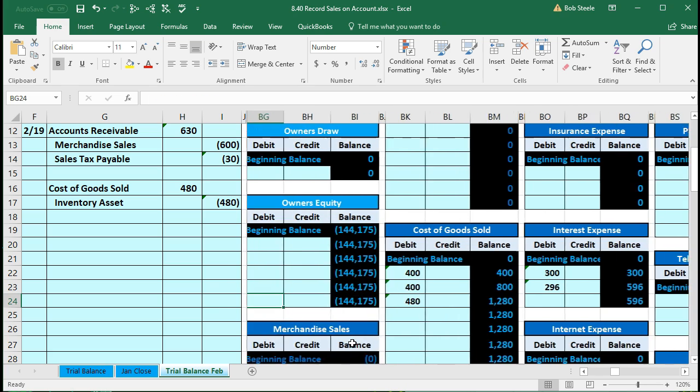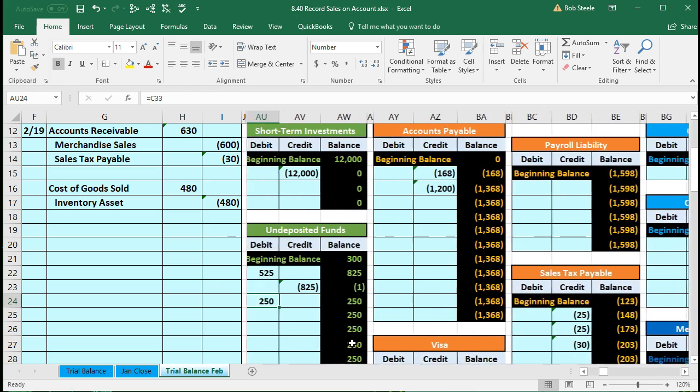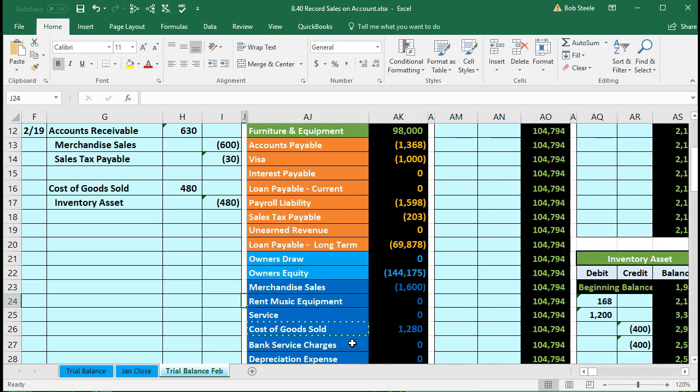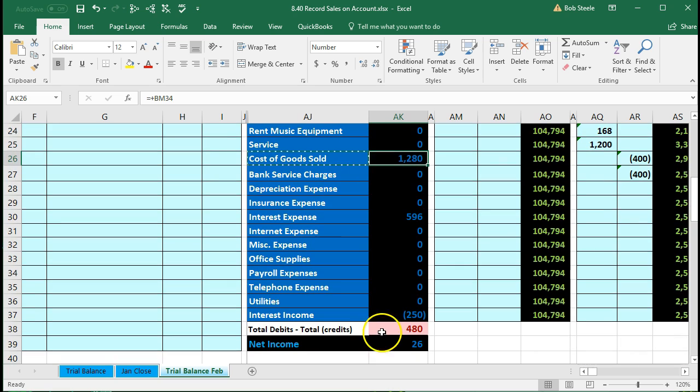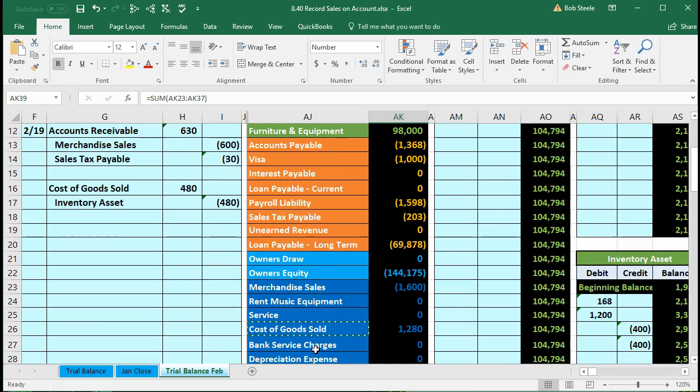Let's go back and see if that's on the trial balance as well. Fairly confident it's going to be there. There it is, 1,280. And we're off by 480 now. We're back down to a loss of $26 after that.